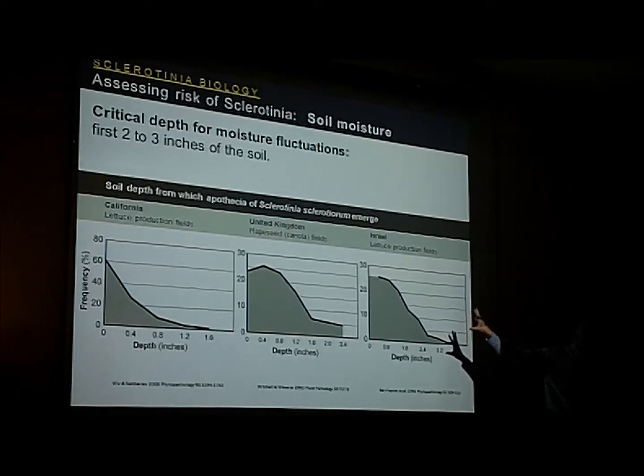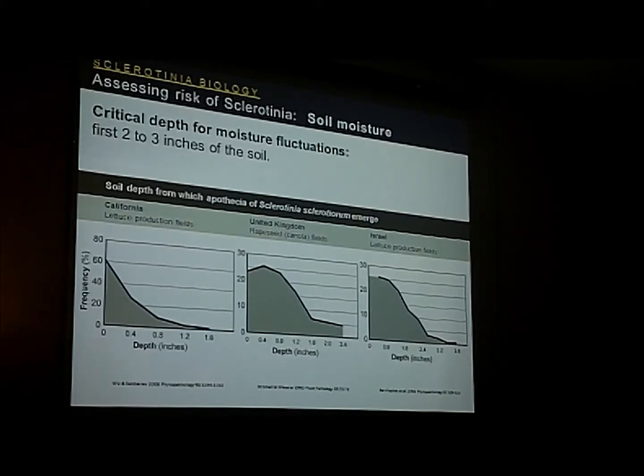And unfortunately, we have no local data, but here's some data from the UK, from California, and Israel, okay, that all point to the exact same story: that this particular fungus, Sclerotinia sclerotiorum, can only germinate from about 2 to 3 inches deep. And my personal observation in the field out here, I haven't dug and run numbers, if you will, but I would look for a lot of apothecia, count a lot of apothecia in trials, is that this holds about true for us.